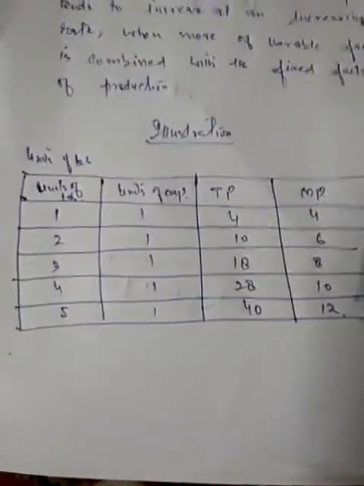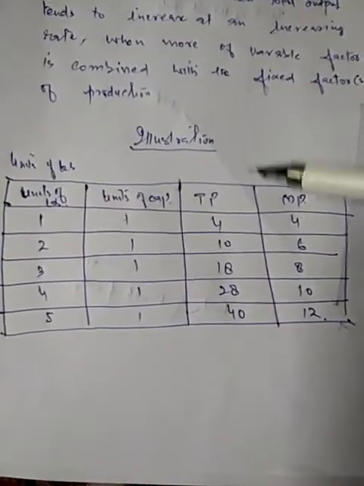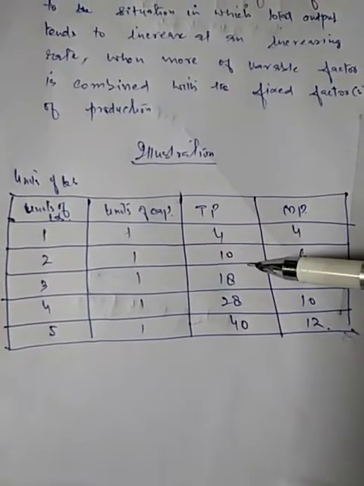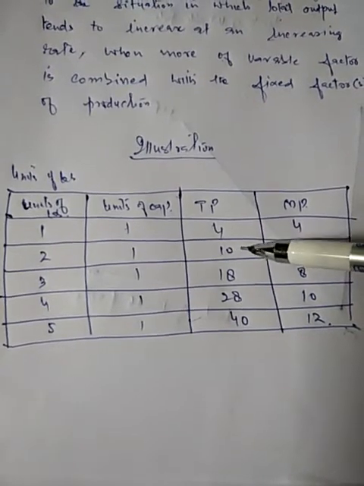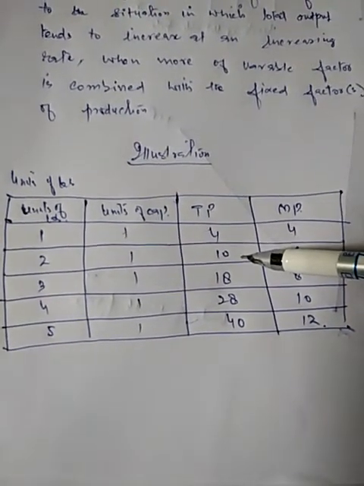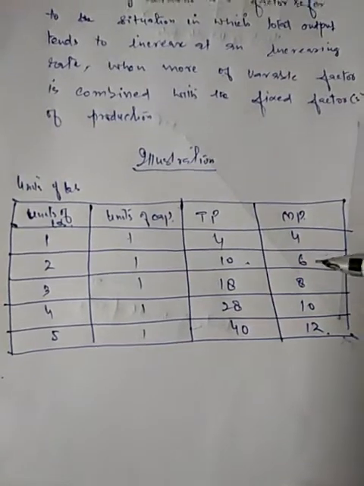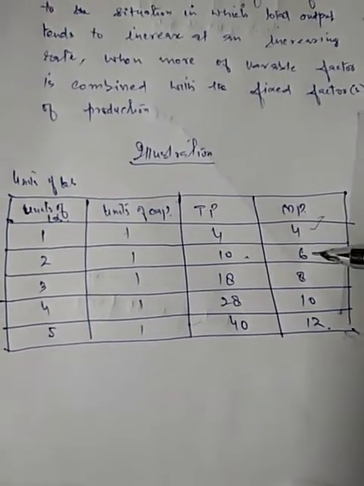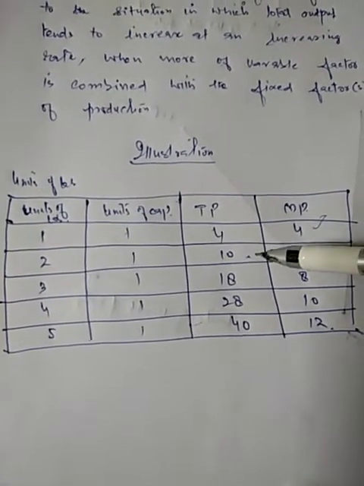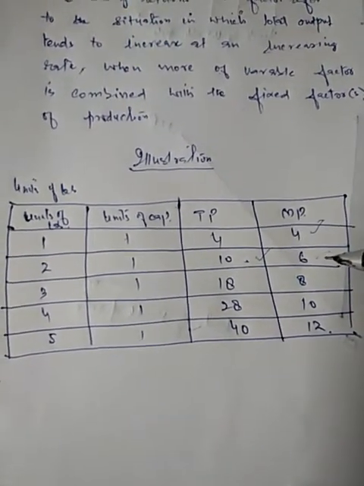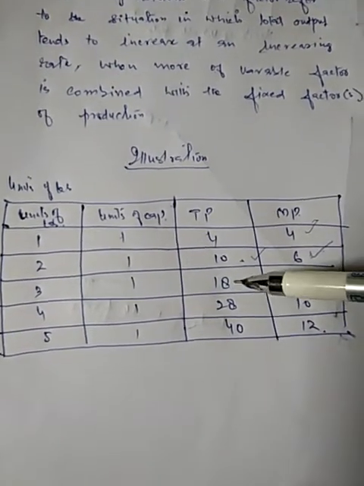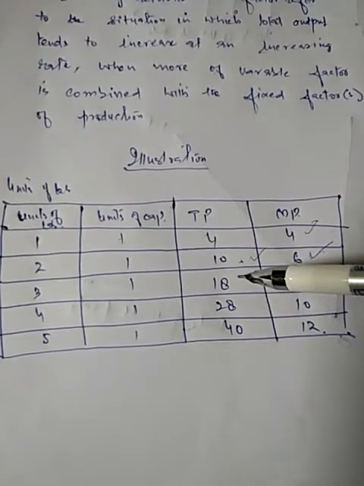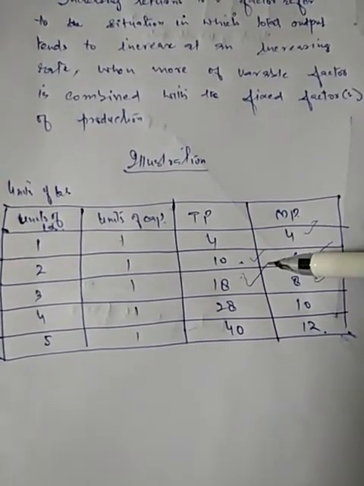See what is happening here. The first unit yields us 4 units of output. When we apply the second labor, our total product goes to 10. It means that the addition made by the second labor is 6 units, because the marginal product of the first worker was only 4. But due to the application of one more unit, our total product reached 10. That is, the second worker has yielded 6 units. Similarly, the third worker yields us 8 units, because by applying one more unit, our total product goes to 18.